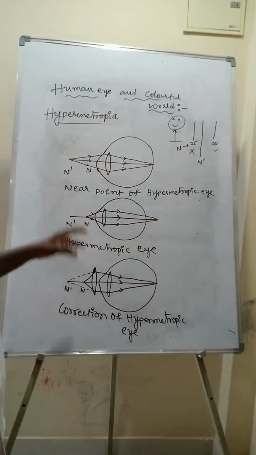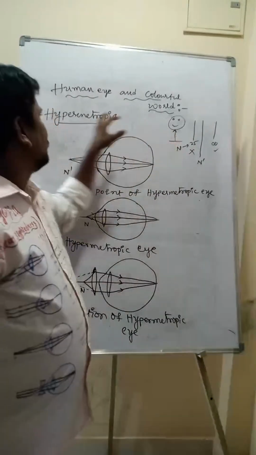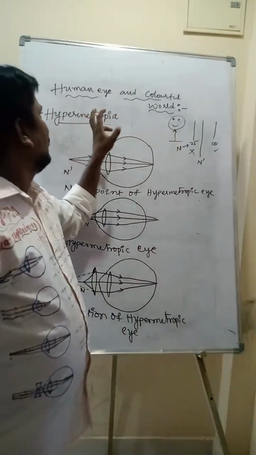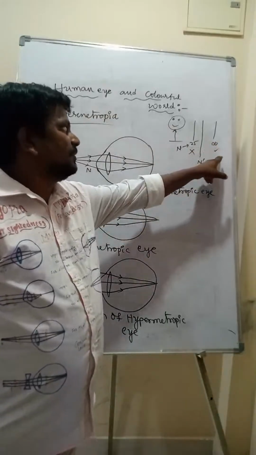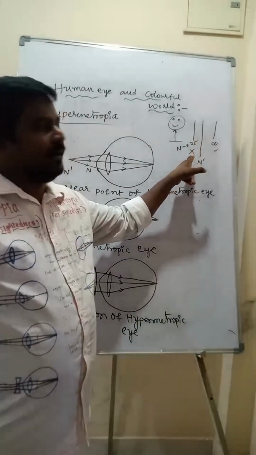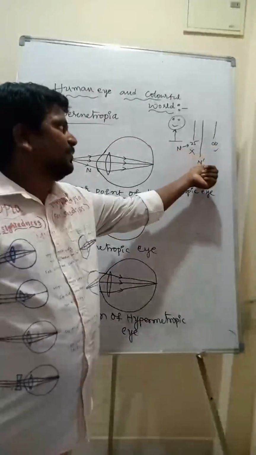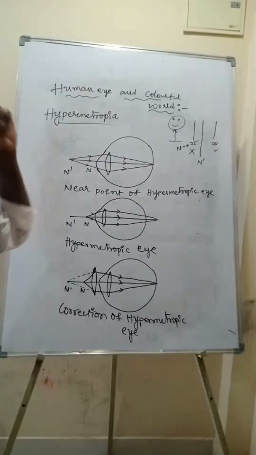it is very easy to understand the concept. You can draw the diagrams easily also. The hypermetropia person can't see the near point, but he can see the far point. So he can see this point, but he can't see this point. But somewhere beyond 25 centimeter, he can see, that is more than 25 centimeter we can consider. So like this.